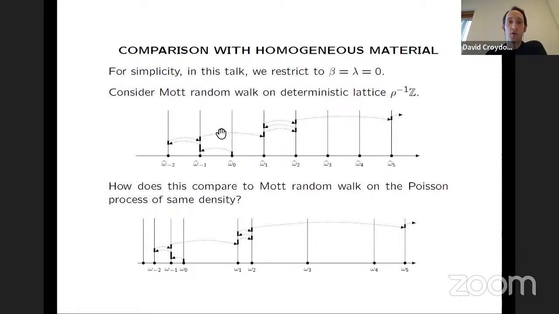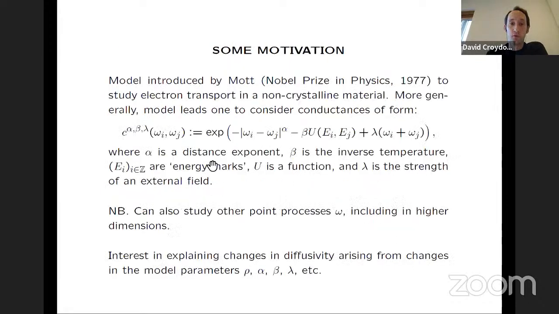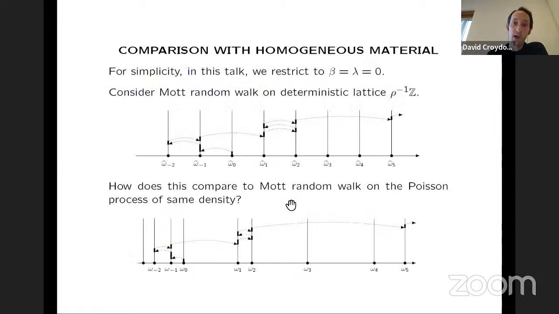In particular, Mott was interested in non-crystalline materials. And so to compare with a natural version of a crystal, we might want to think of taking some sequence of sites with the same density as our Poisson process, namely rescaling the integer lattice like this. Of course, then if we take conductances of this form, or more simply of this form here, we just have a random walk with a finite variance. So of course we scale to a Brownian motion, and that's very easy to check.